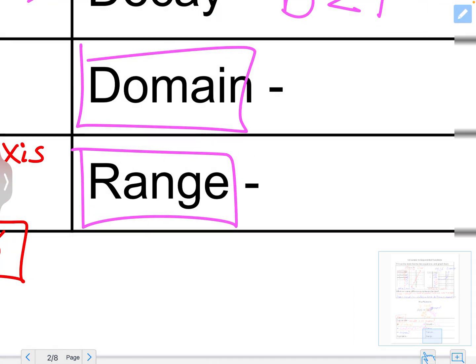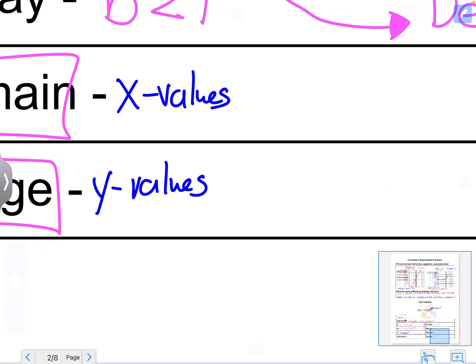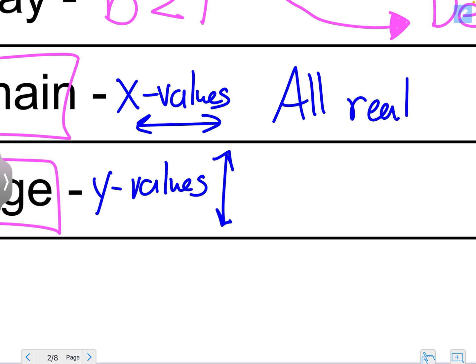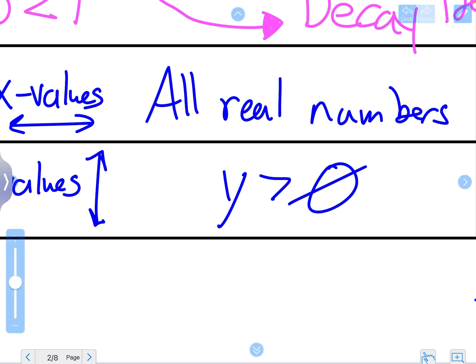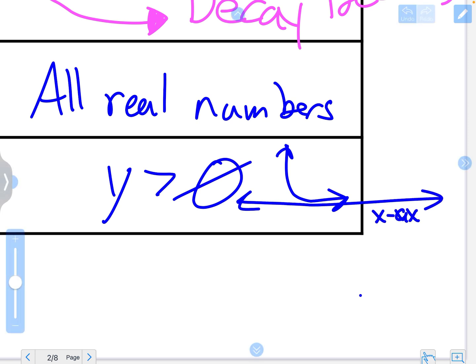For our domain and range, our domain is our x values. Range is our y values. Our domain and our x values go left to right. Our y values go up and down. Our domain is almost always all real numbers. And our range is almost always y is greater than 0, because the graph, no matter if it's decay or growth, is never going to cross the x-axis. It's never going to become negative.